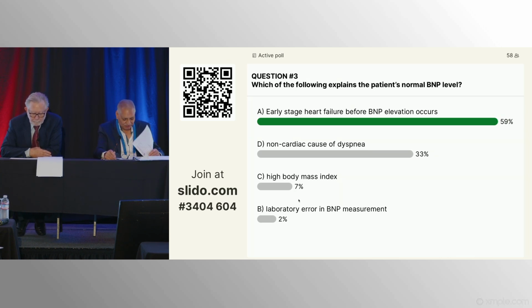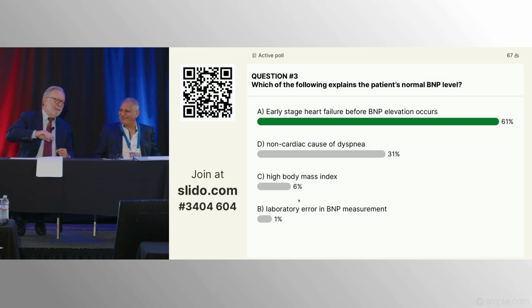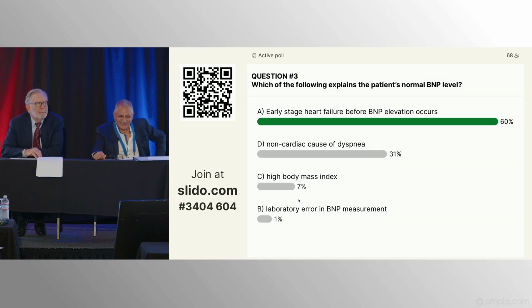Okay. Right, 59% says early stage heart failure before BNP elevation occurs. Well, the good news is that's absolutely the wrong answer. So, I mean, the other ones are possible, but that is not. So, BNP, and I would caution you, in the heart failure world, we don't use BNP anymore. We use NT-proBNP.